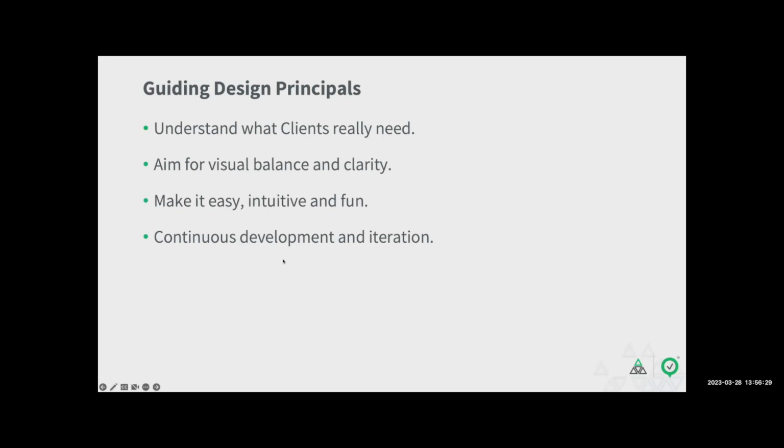Here are some of our guiding design principles. Our clients have many unique wants, but it boils down to an underlying need: what do I do now with the resources that I have? Our job when designing our visualizations is to hone in on what matters in a visually appealing way, by finding a balance between images, words, and numbers without sacrificing visual clarity and simplicity.